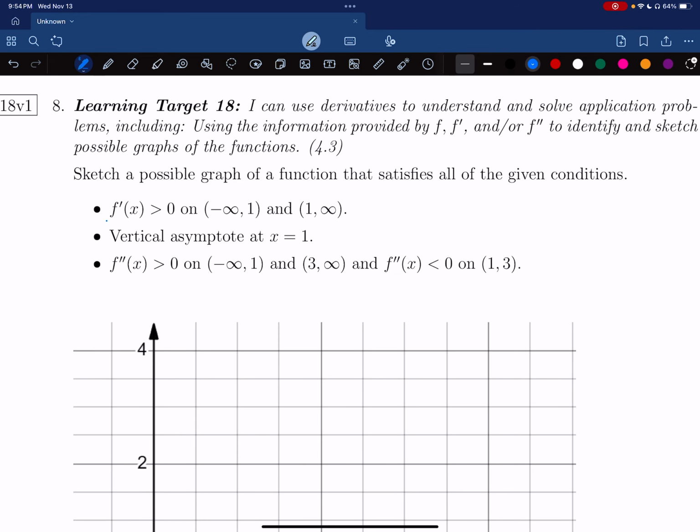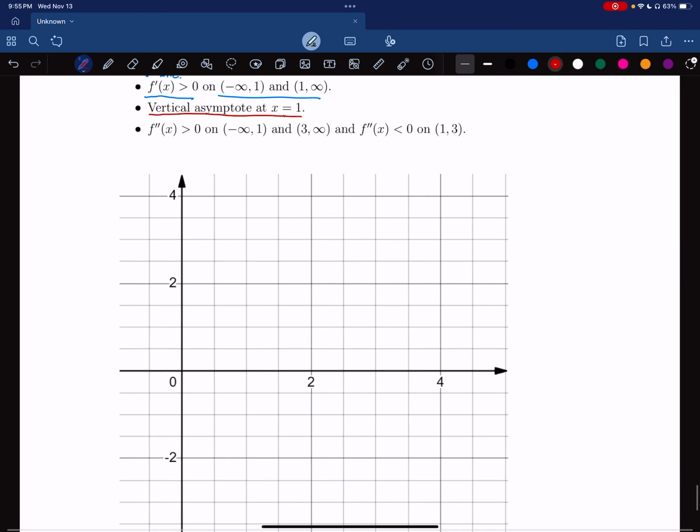We have that f prime of x is greater than 0 on these two intervals here. And f prime of x being greater than 0 means that f is going to be increasing from negative infinity to 1 and 1 to infinity, which is pretty much everywhere on the graph except that specific point 1, which makes sense because we have a vertical asymptote, x equals 1.